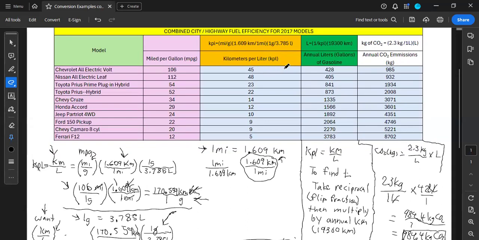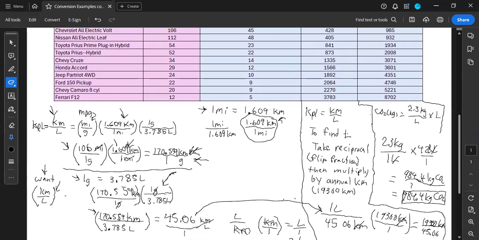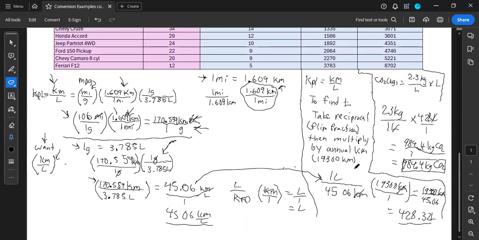So now we're going to go from kilometers per liter, and we're going to calculate how many liters of gas it takes to travel 19,300 kilometers. So let's see what we need to do to figure that one out. Yes, it has something to do with conversion factors. If we look here, we see that our units are kilometers per liter. We want to end up with liters.